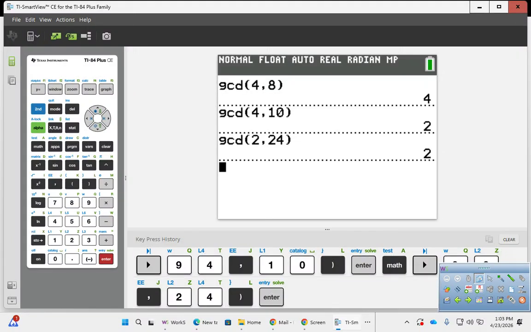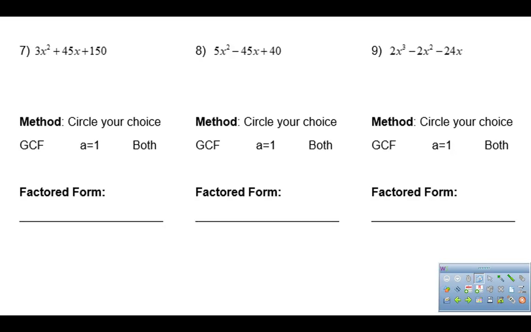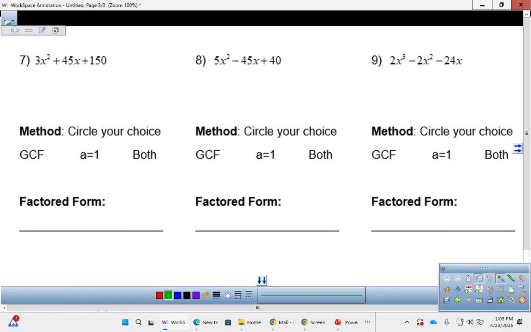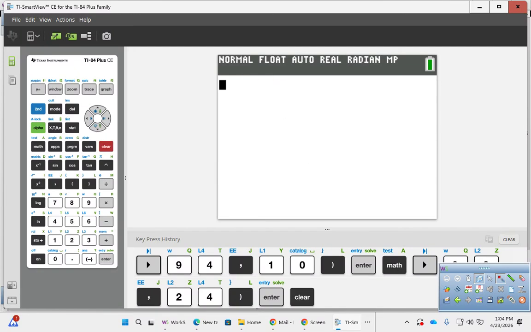I think there are 3 more on here. It's a trinomial, so I would originally think it's a equals 1, but a equals 3. And so it can't be a equals 1, at least not yet, which means it must be GCF. So I'm trying to see what these things have in common. I'm going to use my calculator because it's quicker. So I'm going to do the GCF between 3 and 45.